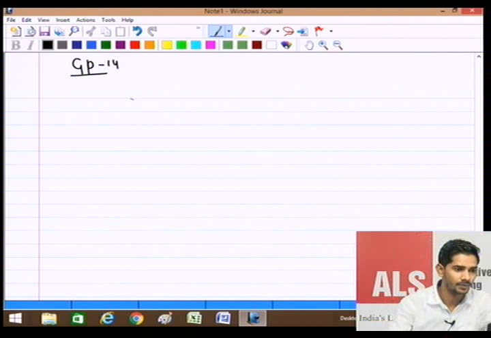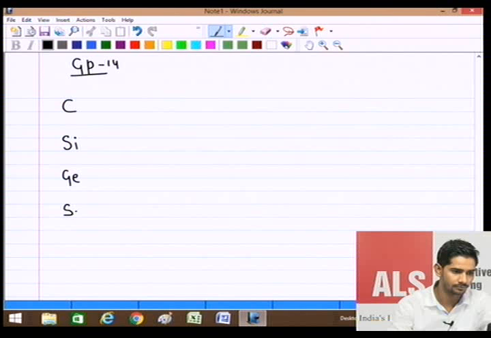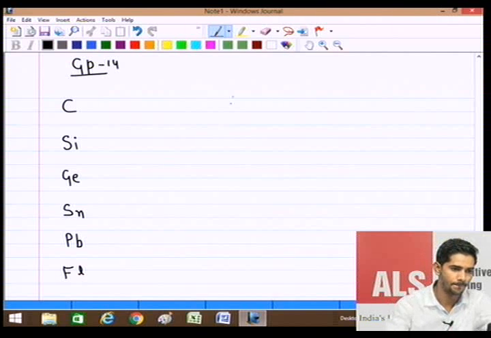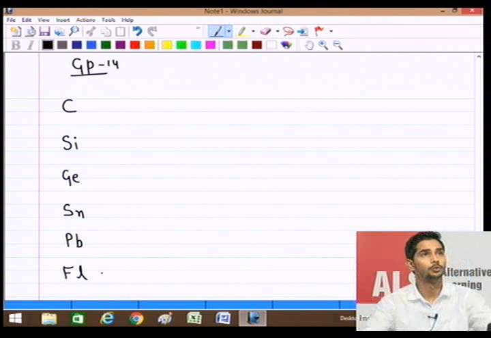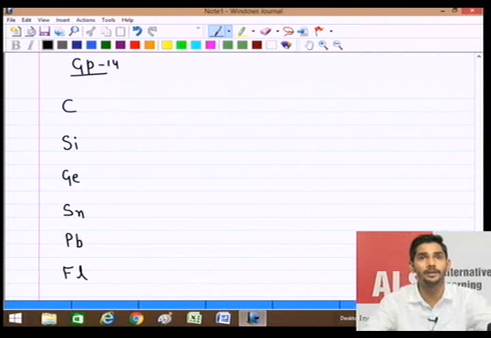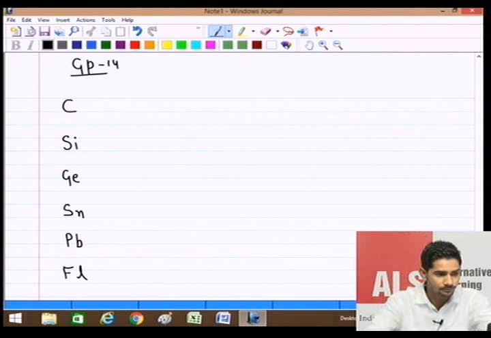So this is group 14. If we talk about group 14, this is your carbon, silicon, germanium, tin, lead, and then we have flerovium, which is Fl. And guys, remember, these elements are new. Those elements whose atomic numbers are higher than 104 or 108 are actually new elements which are added to the periodic table. So these are the new elements. This is the group 14 elements.